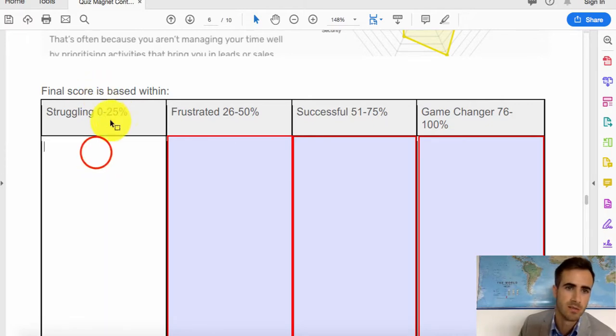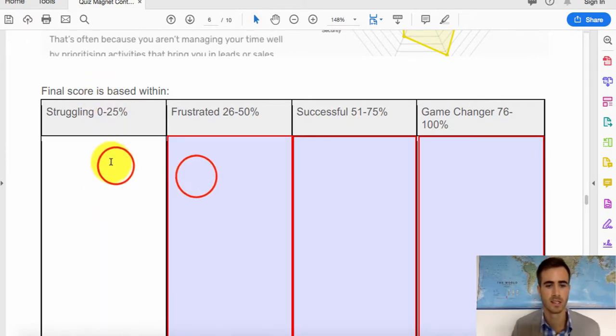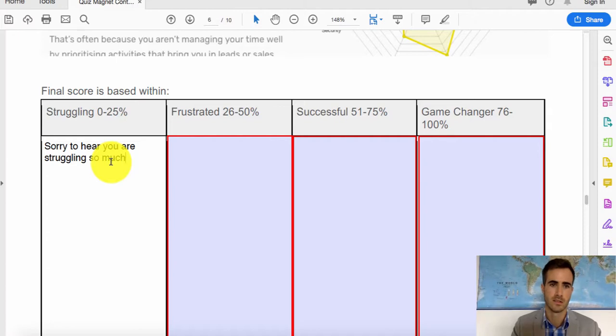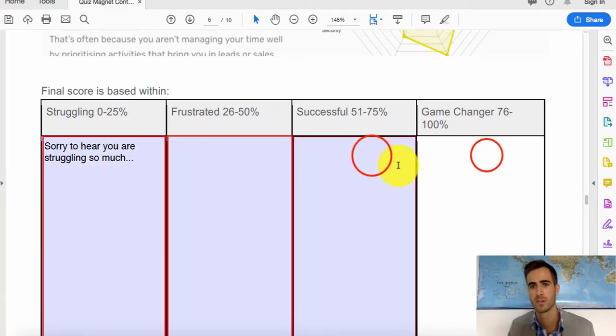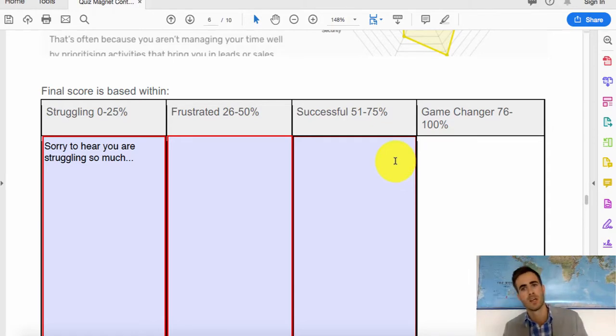Final score is based within, if you're really struggling, you could say something in here. Sorry to hear you are struggling so much, etc., whatever it might be that you want to say. Frustrated, successful, all the way through to if they're doing really well.